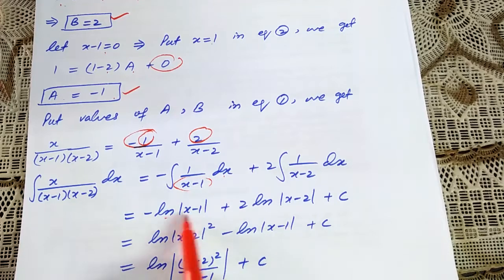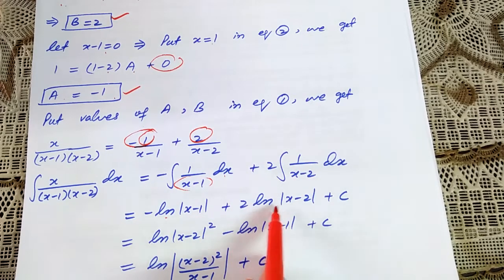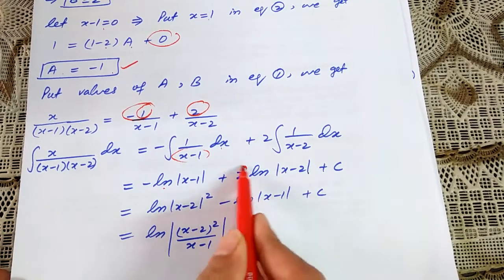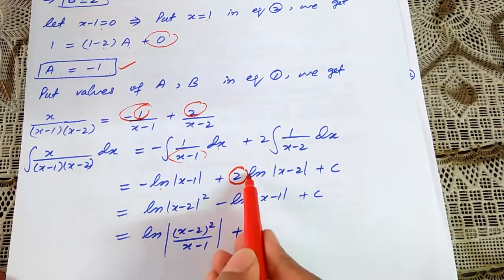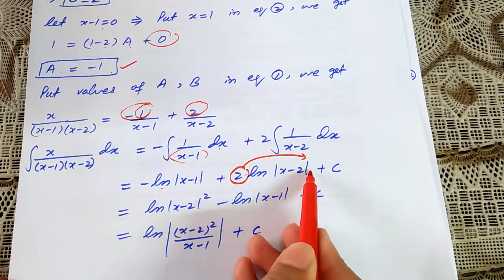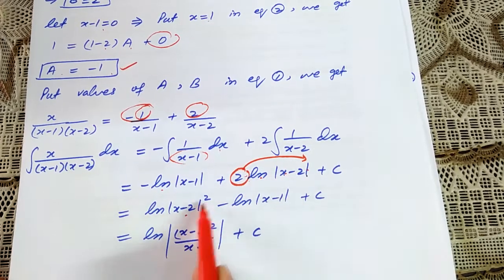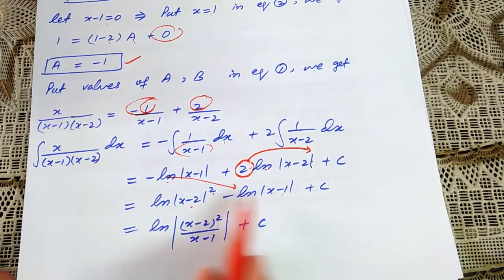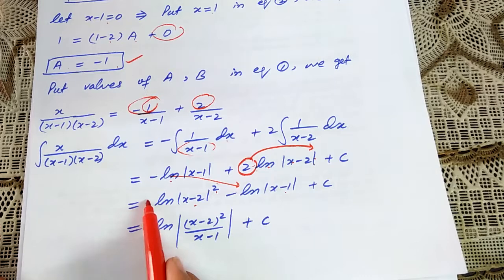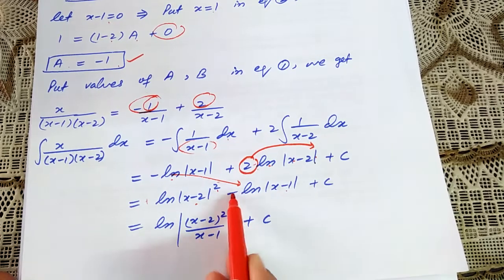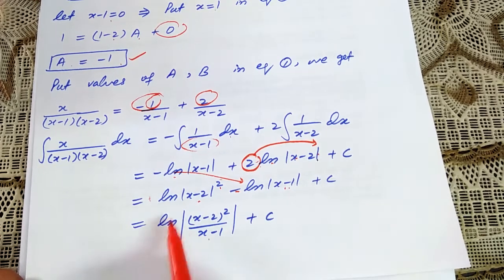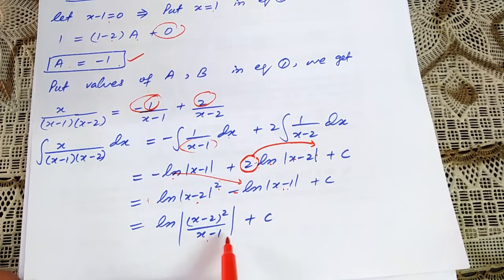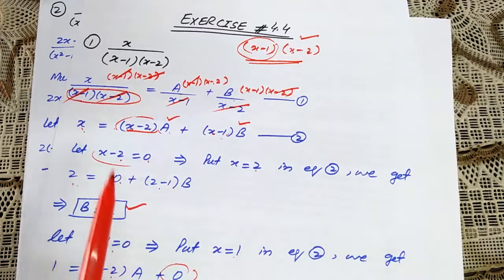The integration will give ln|x minus 1|, and 1 over x minus 2 has the integration 2 ln|x minus 2|. You see, the log has the property that the coefficient can be the power of this function. So I have written it as ln (x minus 2) whole square and minus ln (x minus 1) as it is. Now using the property of natural log, this has the positive power, so it will be considered as the numerator. This is the negative one, so write it in the denominator with one ln. So ln of (x minus 2) whole square over (x minus 1) plus C is the answer of question number 1.